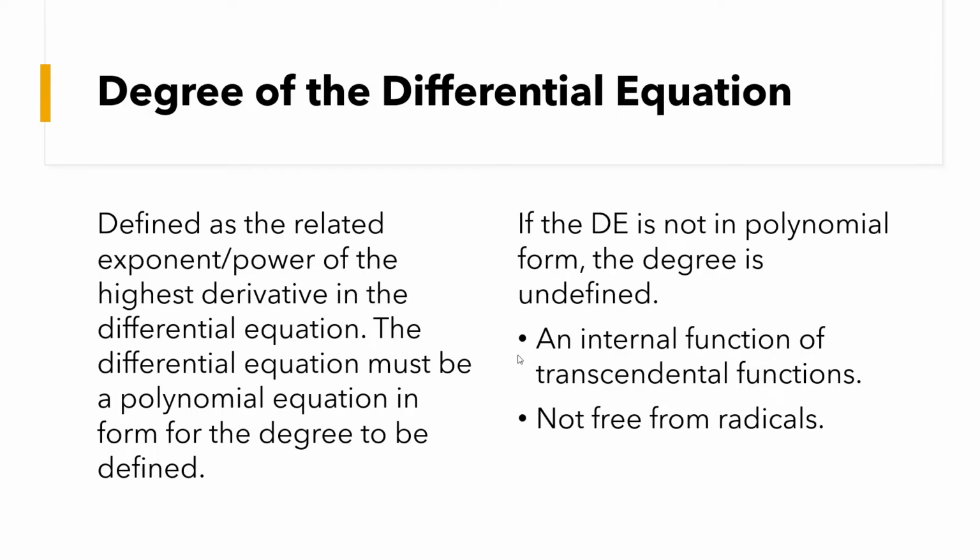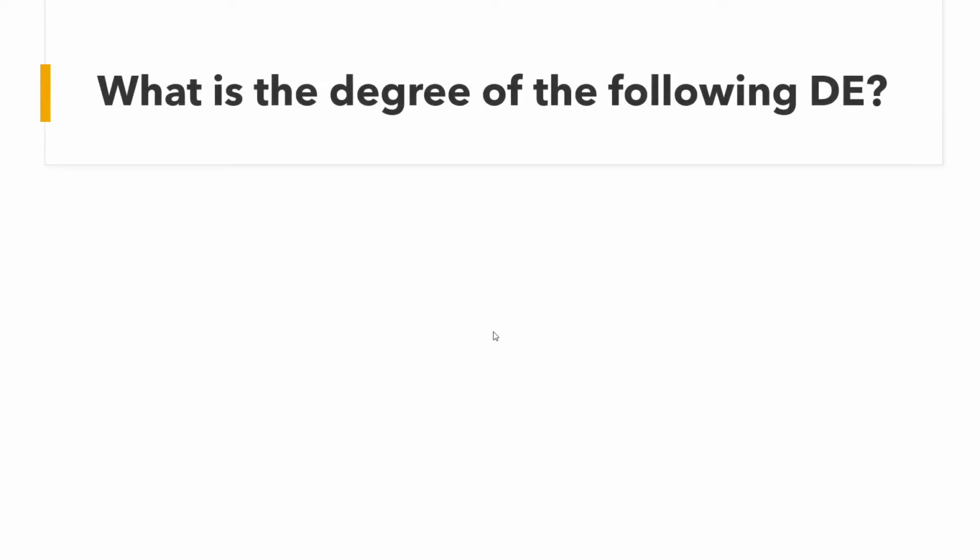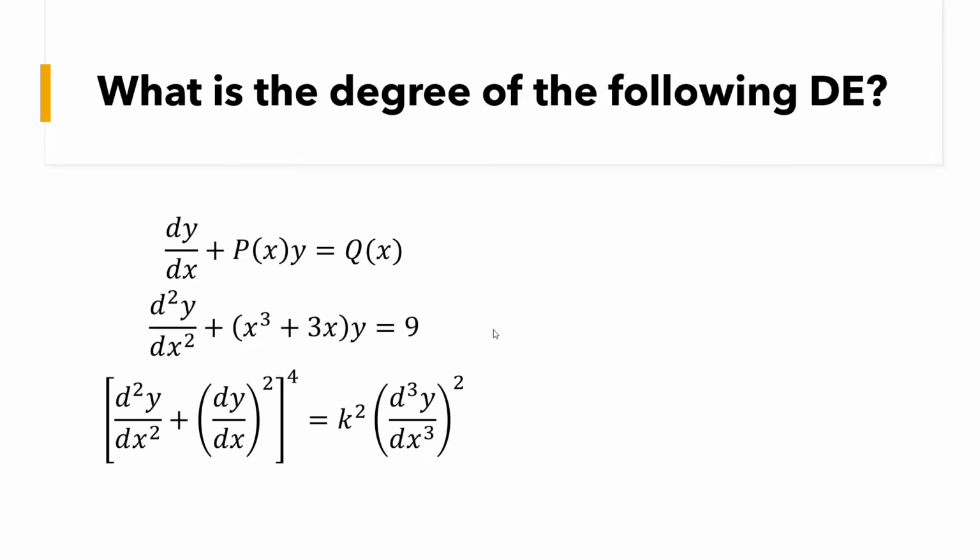So for example, gamitin natin yung kanina. What's the degree of the following DE? So yan yung example natin kanina. For the first one, again, the order is 1. So ito yung dy over dx.